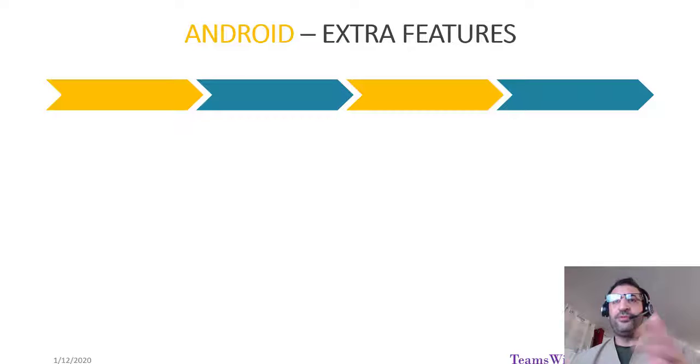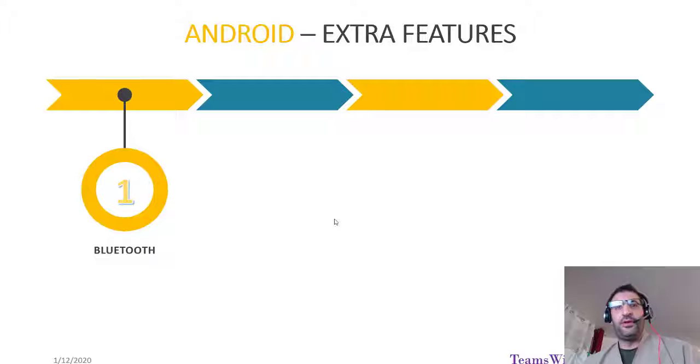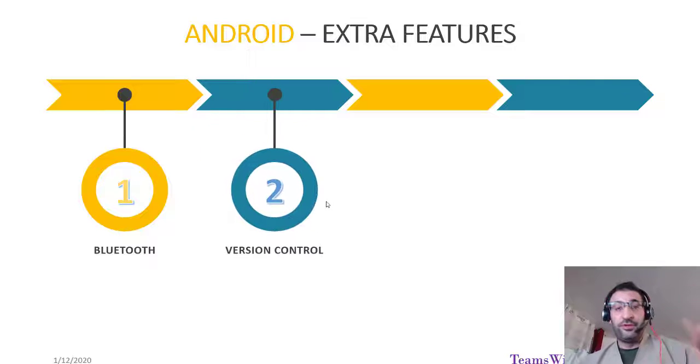Today I will start a new chapter and it will be about an extra feature that we can add to our Android application. For example, this is the first one. I will show you how to add it or how to use Bluetooth in your application. Second thing, how to use version control. It's very important, using Git.